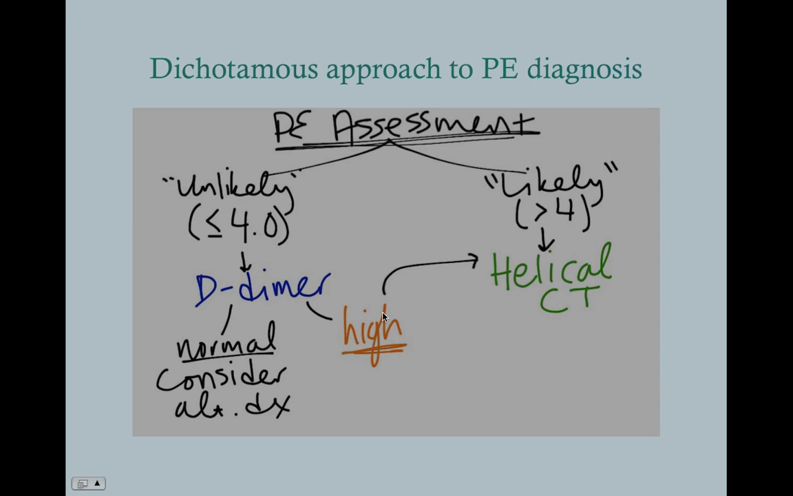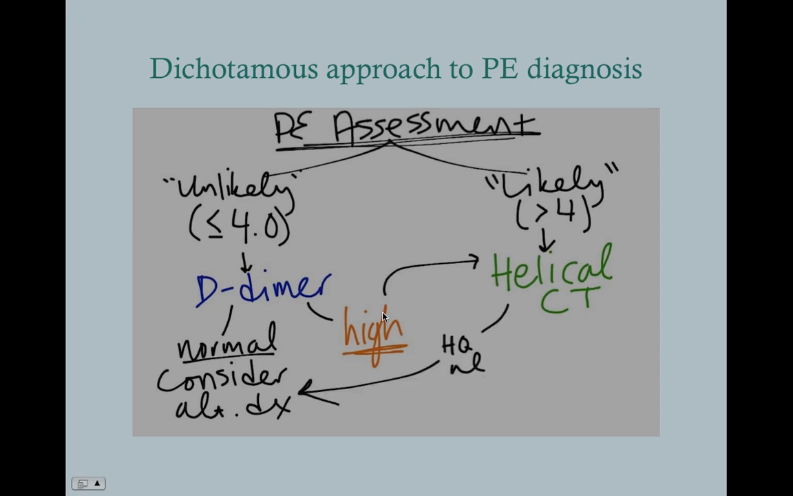Now with the helical CT, you could have three results. You could have a high quality helical CT that shows that it's normal, and your radiologist will tell you if it's a high quality CT, and of course that depends. If the patient's moving around during the CT, you may get poor results. So this is only if it's a high quality normal result. If it's high quality and it's a normal result, you can consider alternative diagnoses.